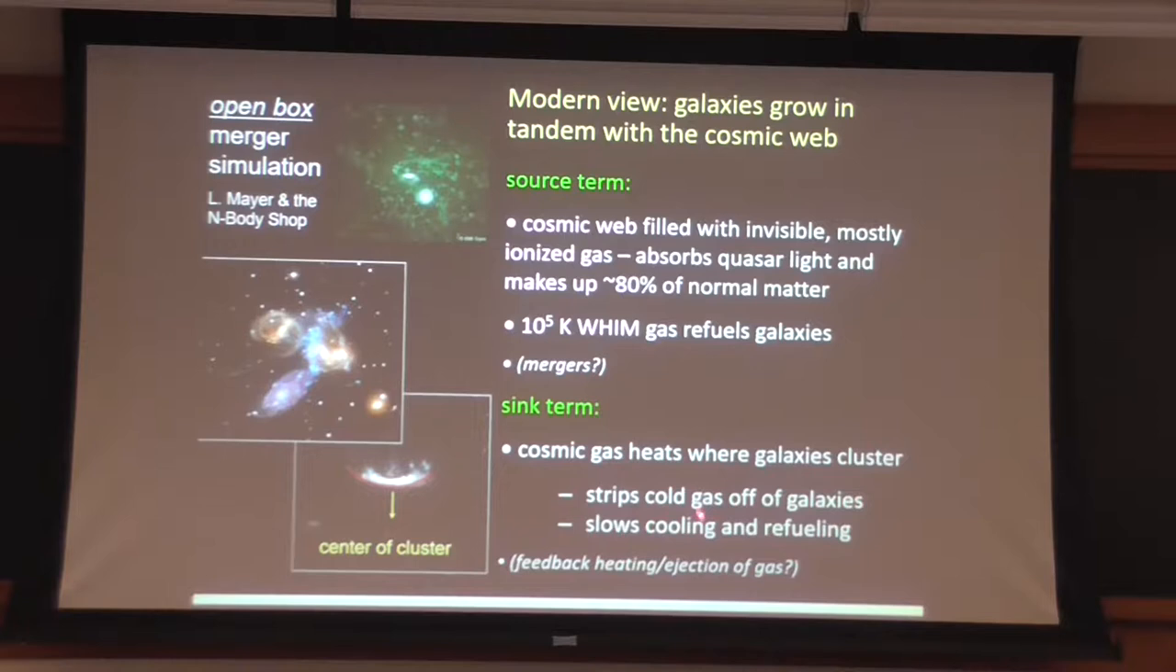And in fact, where the cosmic gas heats in galaxy clusters, it becomes more like a headwind, which you see here. So this is a small group, Stephan's Quintet, and you see the shock structure where gas is heating. But by the time you get to a cluster, you just have this huge bath of hot gas, and this is a galaxy falling into it, and you can see the cold gas in the galaxy getting ripped off, so that's stripping. But in addition, we have the slowing of cooling and refueling, so that's the sink term. Oh, and I'm not going to talk a lot about feedback heating or ejection of gas in this talk, but you could also consider that in that category.